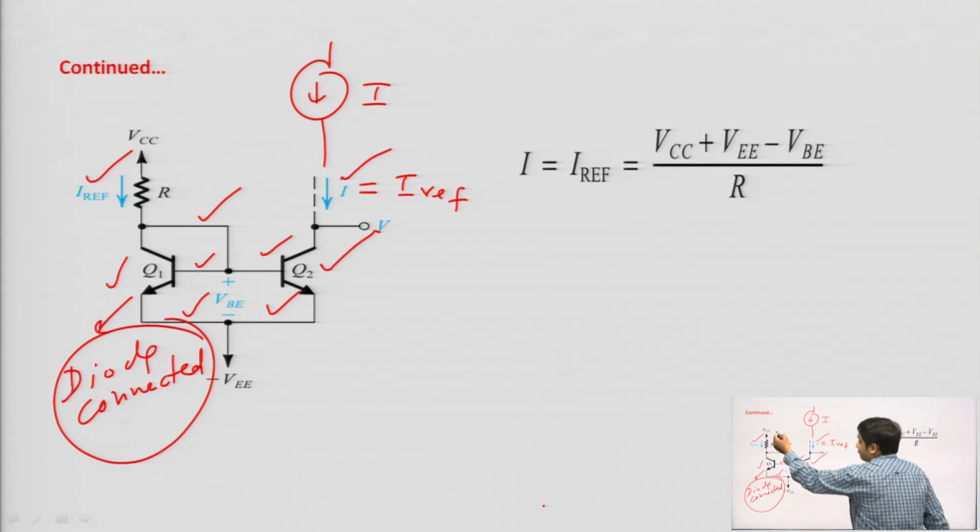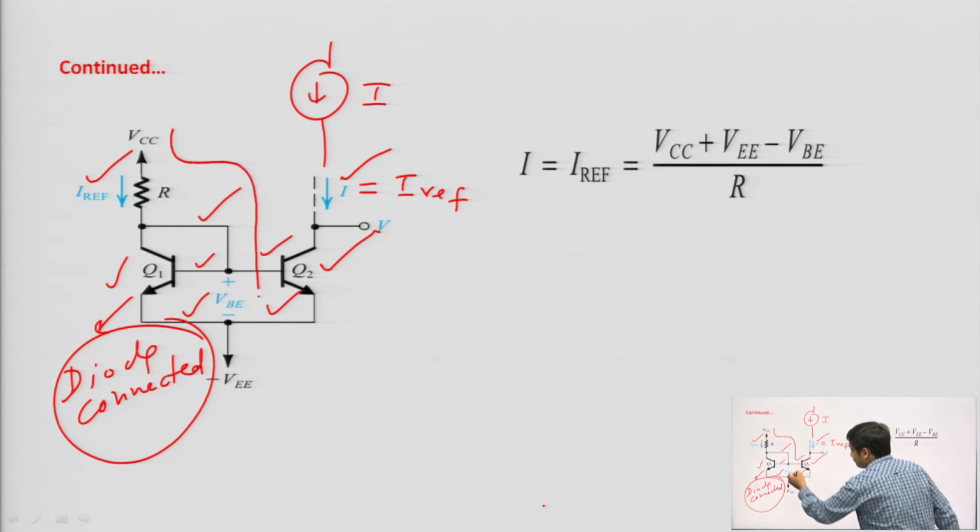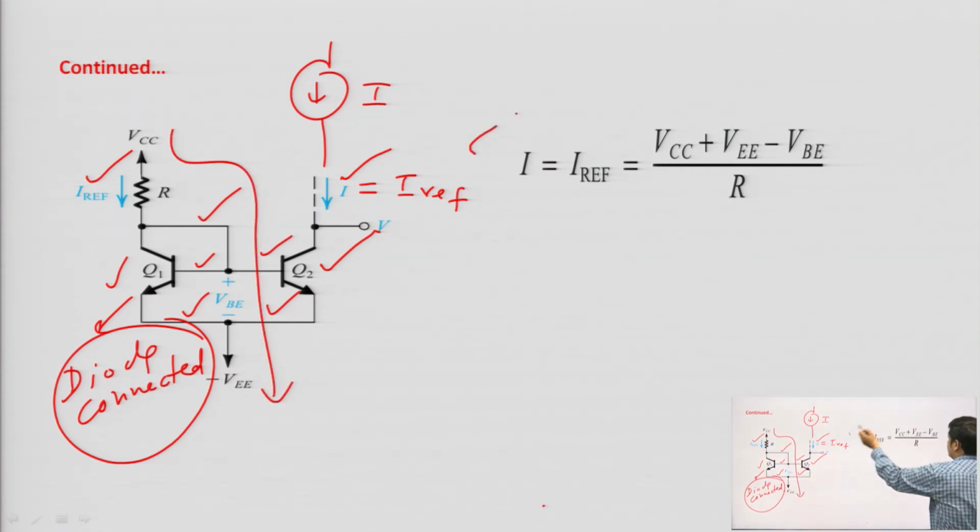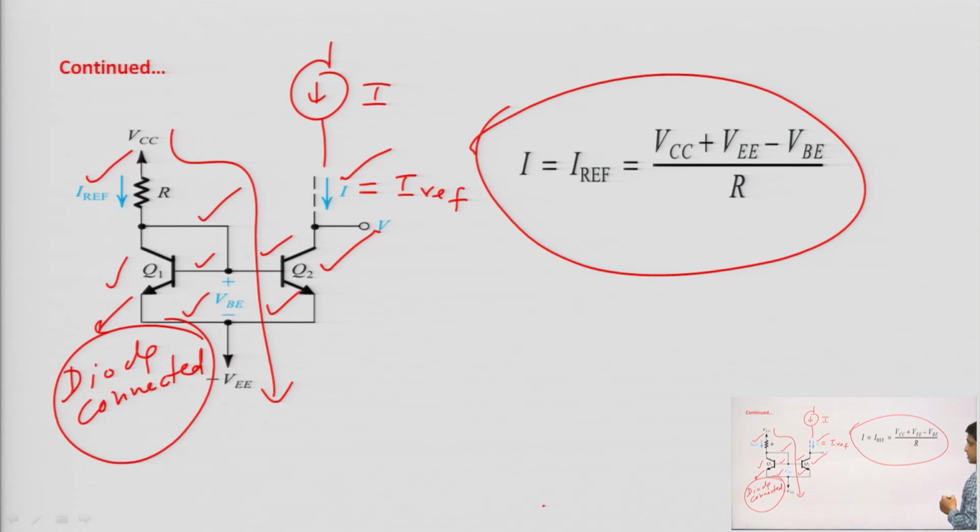Now, when you apply KVL from VCC to VE, we get this equation for current I. You can see that in this equation there is no RB term, there is no base resistance term, and there is no beta term. That is a good thing, and obviously the summation of VCC plus VE is much greater than VBE, because for a silicon transistor VBE is around 0.7 volt, fine. That is the advantage of biasing using a constant current source.